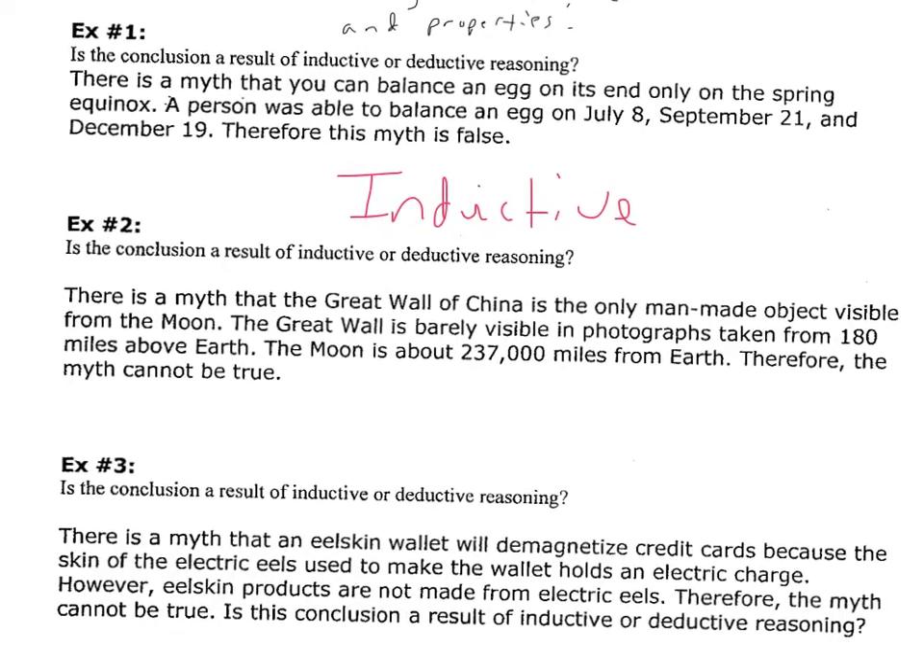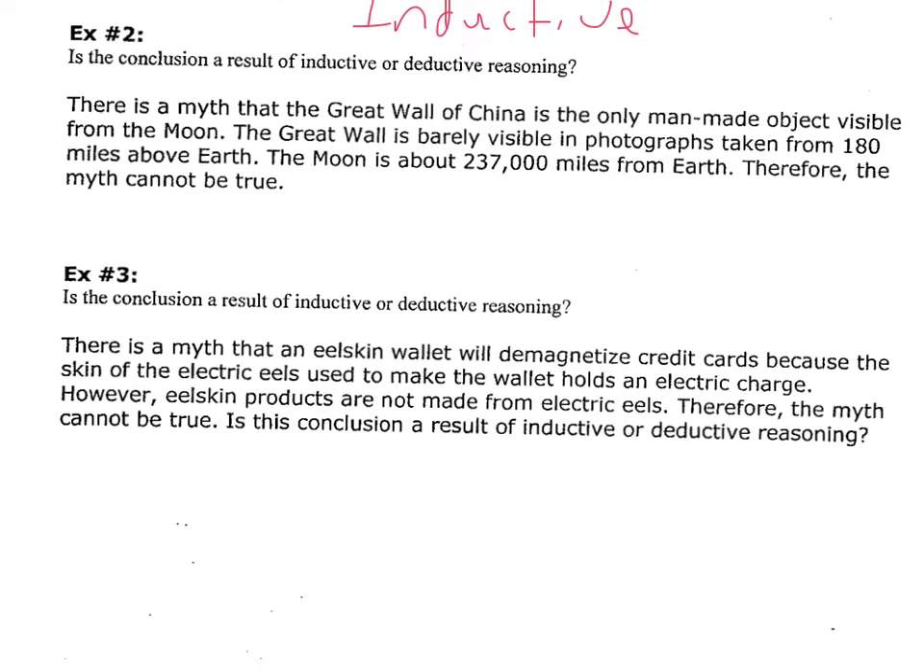Okay, number 2. It says, there is a myth that the Great Wall of China is the only man-made object visible from the moon. The Great Wall is barely visible in photographs taken from 180 miles above the Earth, and the moon is about 237,000 miles from Earth. Therefore, the myth cannot be true. Okay, well this little statement gives you all kinds of information. It gives you some facts, and it gives you detailed information. So we know that this one is going to be deductive. Okay, it gives you a ton of information, so it's going to be deductive reasoning.